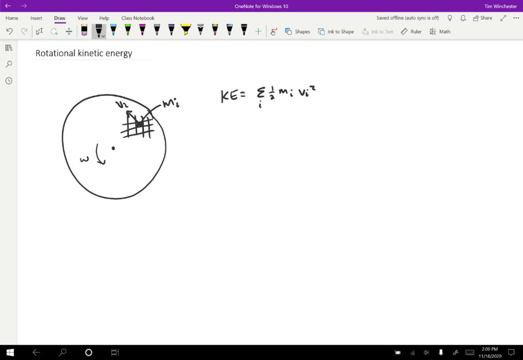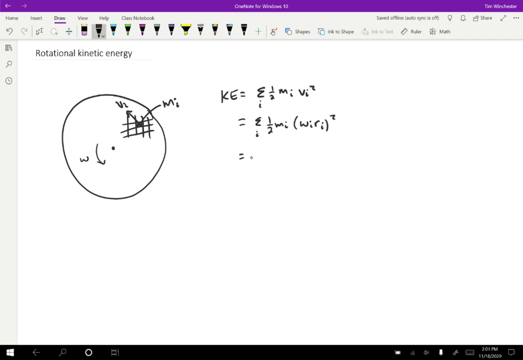Okay, so we can break up this expression in a useful way. I'm going to rewrite the mass part, but then take the velocity and write it in terms of the angular velocity. Velocity v_i can be written as the omega of that piece times r of that piece, and that entire quantity is squared. It turns out that the omega for each piece is the same because the entire object is rotating with the same angular speed.